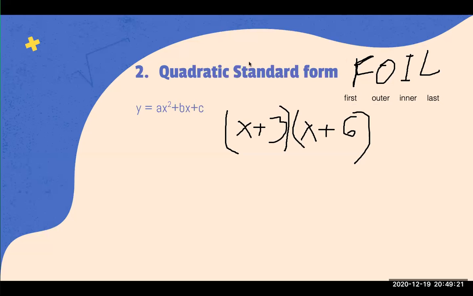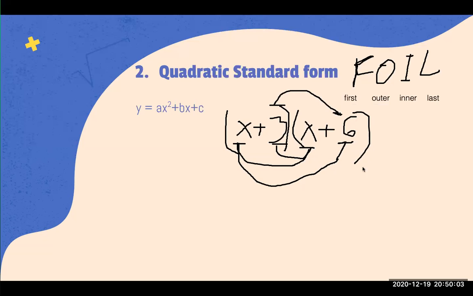So what exactly does this mean? The first is, as you can imagine, the first term of each thing. So this is first, then outer. Outer is the outer terms, so this one right here and this one right here. Inner, that's obviously this. And last, that is this right here, 3 times 6.